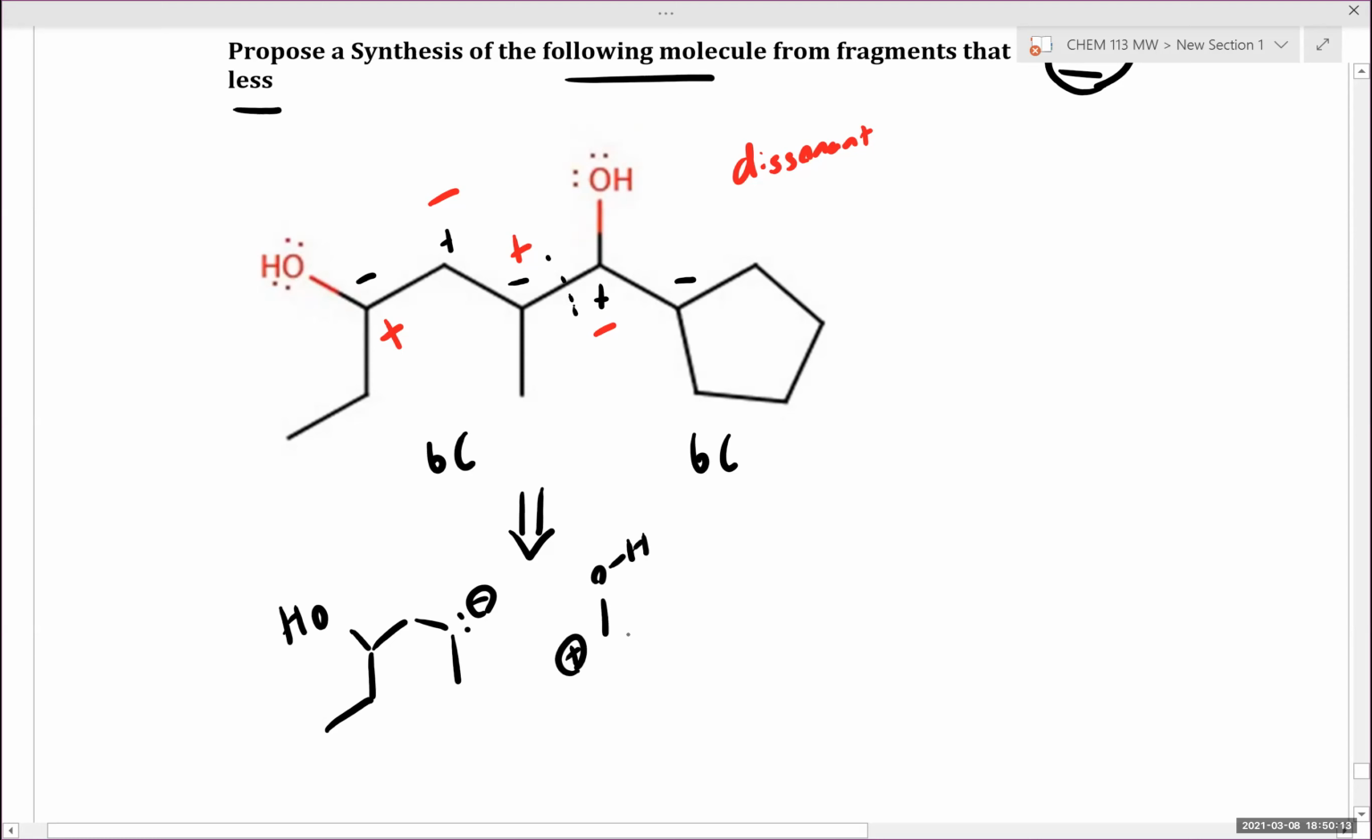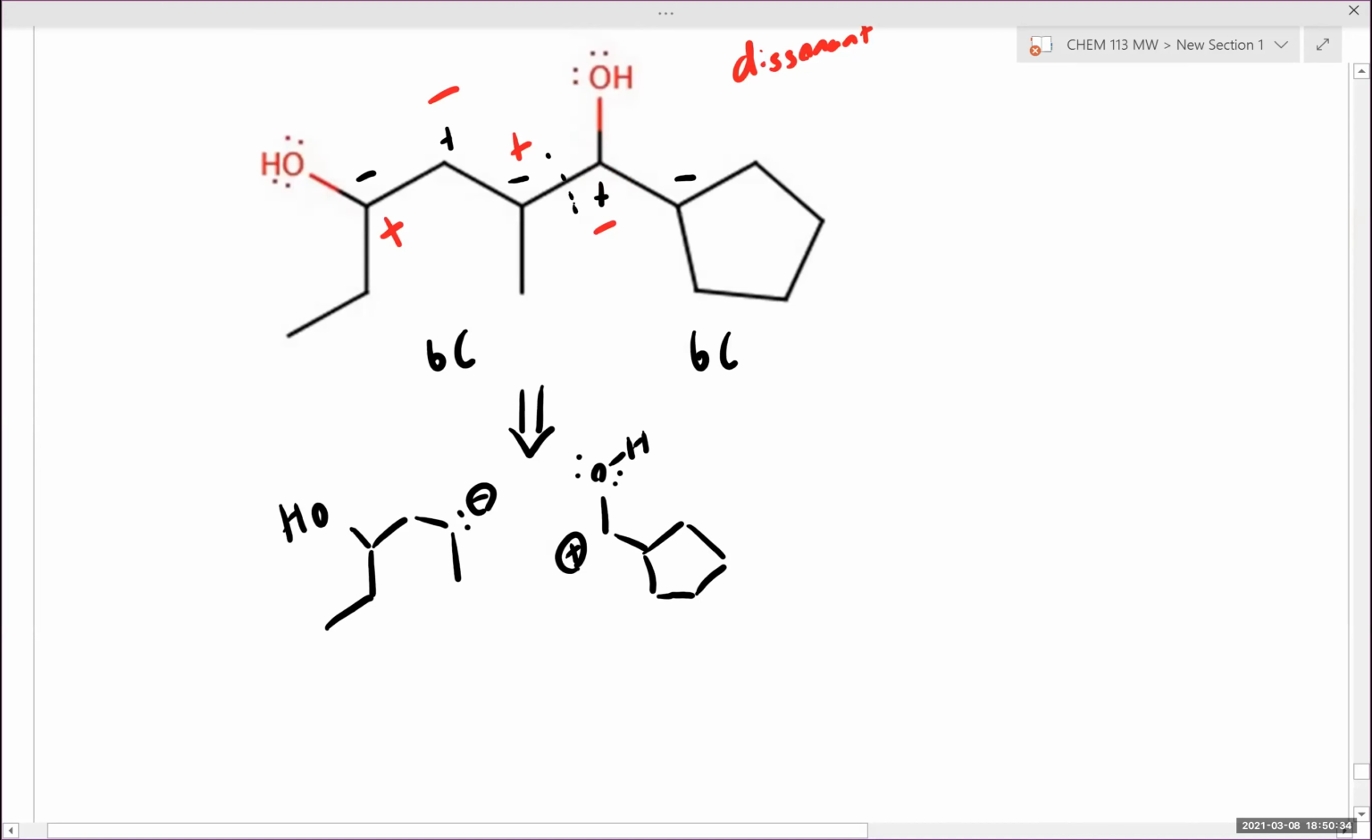So what actually isolable and practical species can we use to match and that can be used with the same reactivity and distribution of electron density as these synthons? So what fragments are we going to use that match these synthons? So we have one student commenting in the chat, the alcohol on the left would need to be protected somehow. That is a very astute observation.